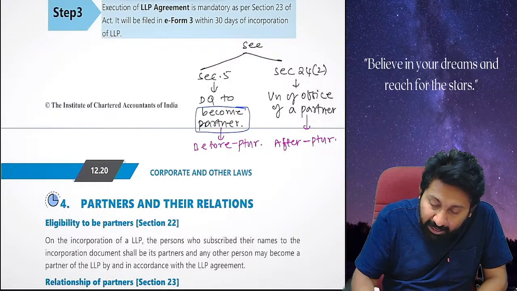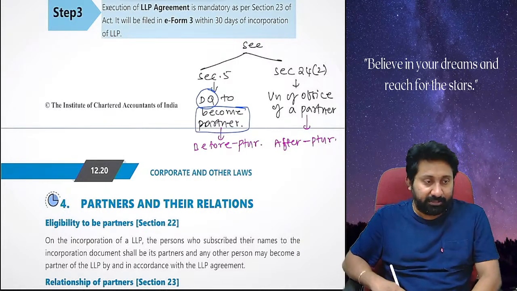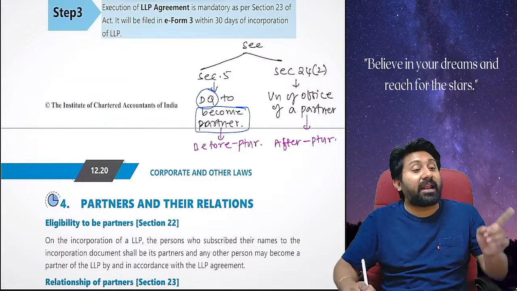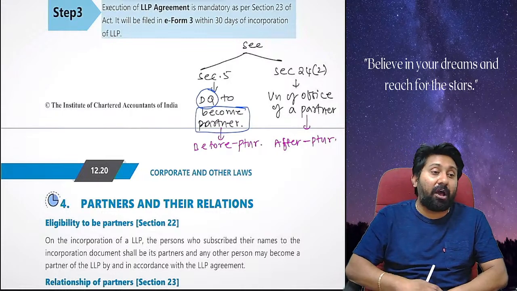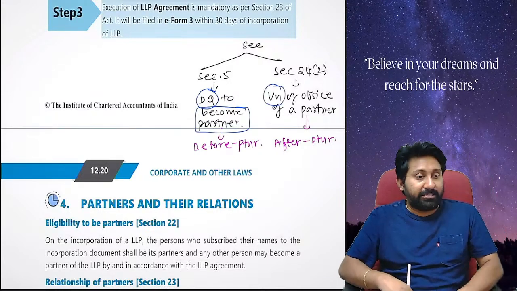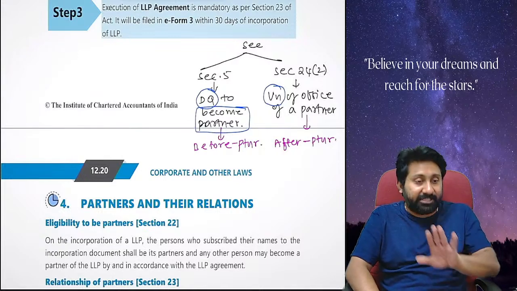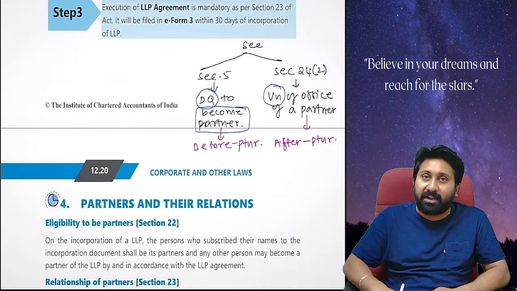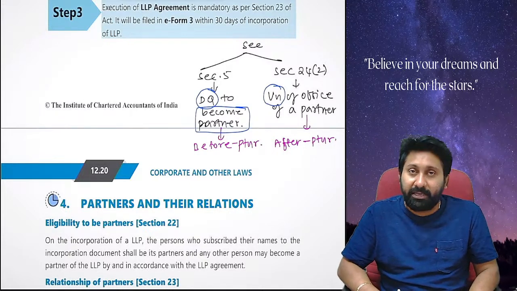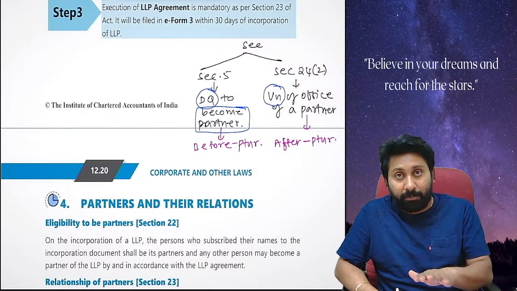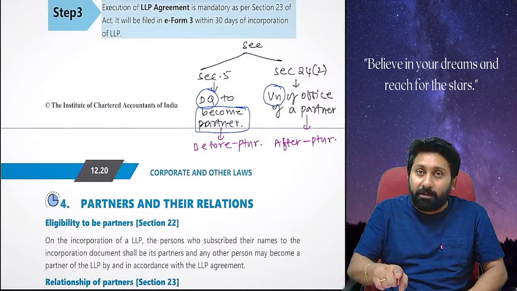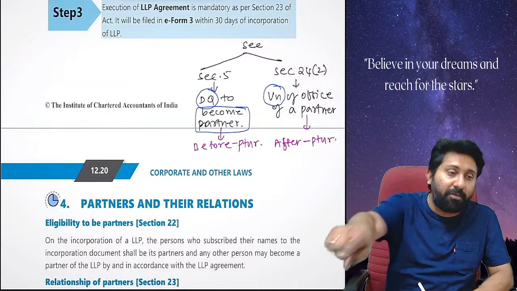To become a partner, these are the disqualifications. After becoming a partner, if you are attracted by subsection 2 clause A or B or C, then your office will be vacated. Simply vacation, also called cessation. Like the auditor's casual vacancy, this is the partner's vacancy concept. Section 24(2) is talking about vacancy in the office of a partner. Section 5 is talking about disqualifications before becoming a partner.